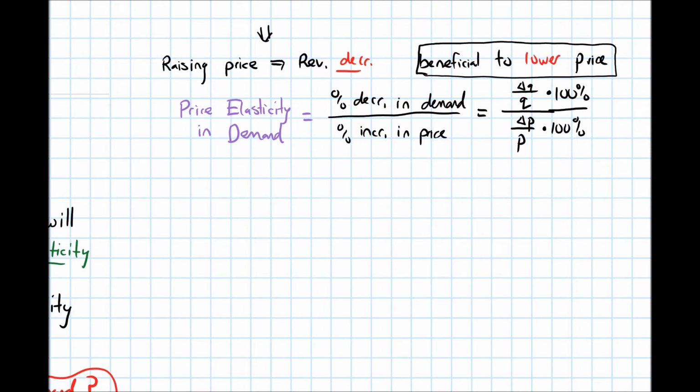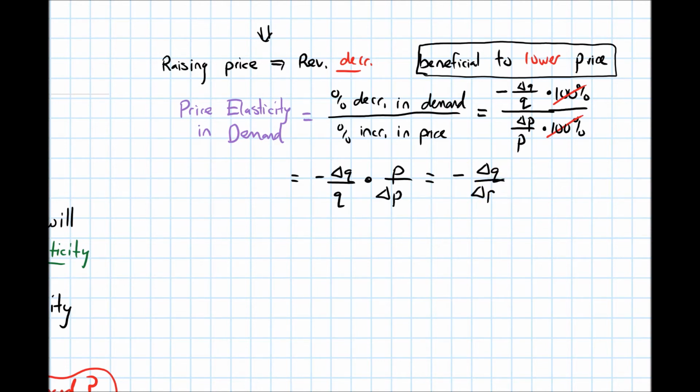All right, so now if we simplify this, the 100 percentages are going to cancel, and we end up getting negative change in Q over Q on the top. And then dividing by the fraction on the bottom, we multiply by the reciprocal, so times P over change in P. And it's nice if we put the deltas together. So we get negative delta Q over delta P, and then times P over Q.